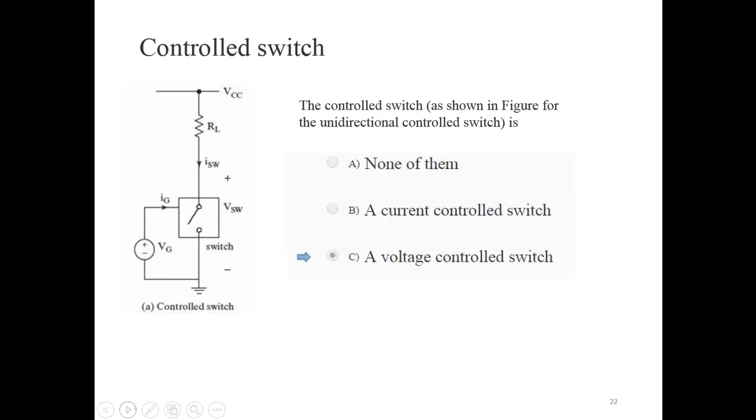Now the control switch. In this particular case, the switch is a unidirectional switch. It is a voltage control switch. Current has to flow through it in one direction, and the switch is controlled by voltage. It is a voltage control switch, not a current control switch.